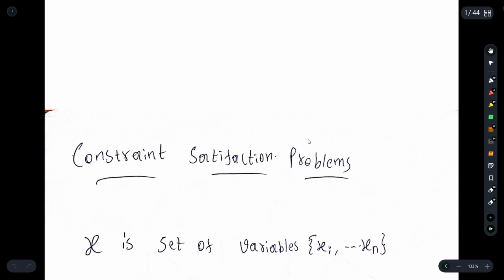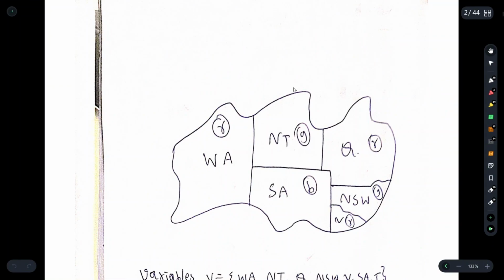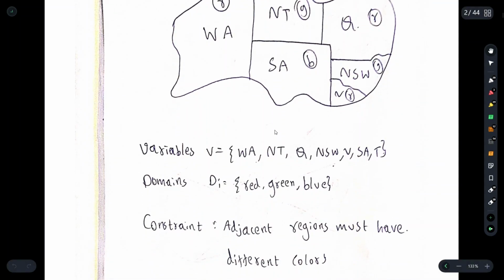So constraint satisfaction problem is nothing but, this is almost equal to the graph coloring in CO3. No two places in this particular map should be colored with the same color. So there should be some difference in between these colors. That is the main thing.